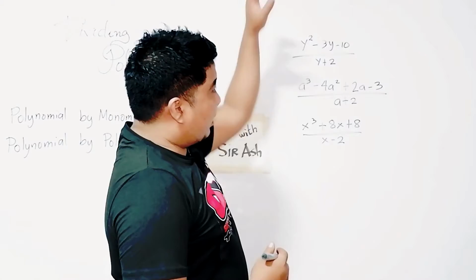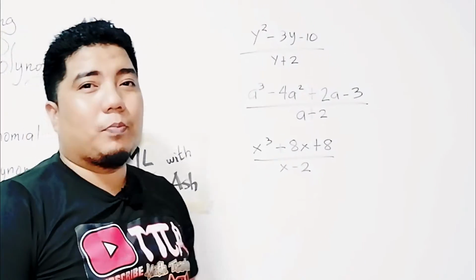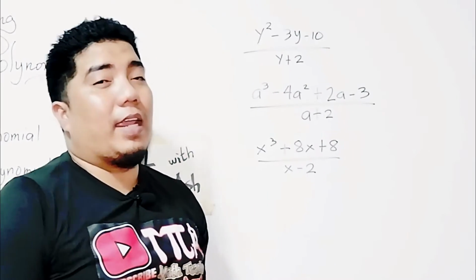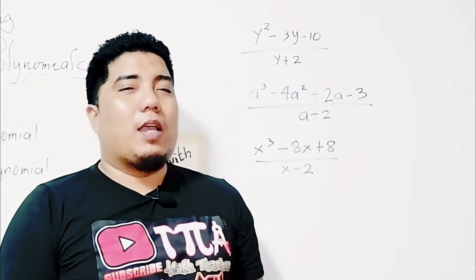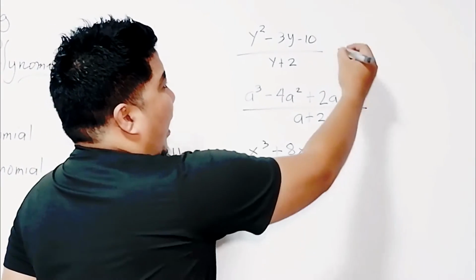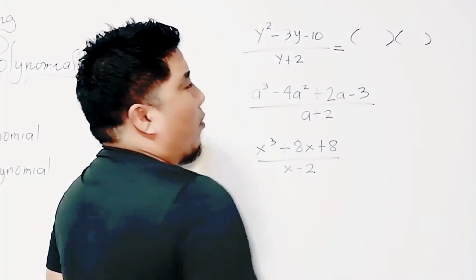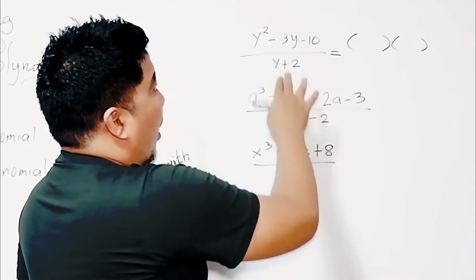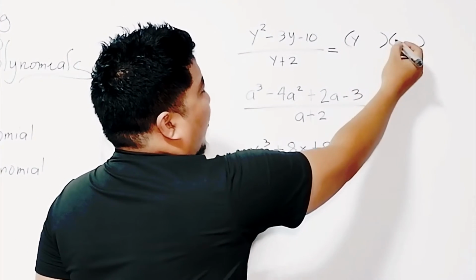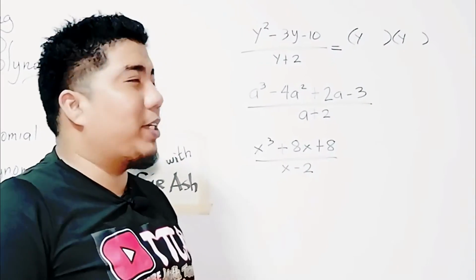Okay. Now, since this is y squared minus 3y minus 10 over y plus 2, what you can do here is, since this is a trinomial, meaning 3 terms, I can factor this. When I factor this, I can use the factors in which I will be making a FOIL method. So, I will factor the first term, y squared. Factors of y squared are y and y, because y times y is y squared.